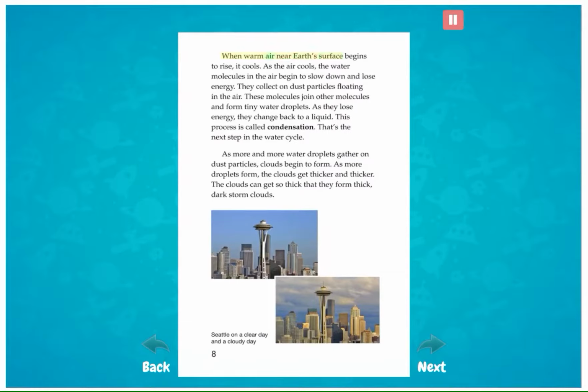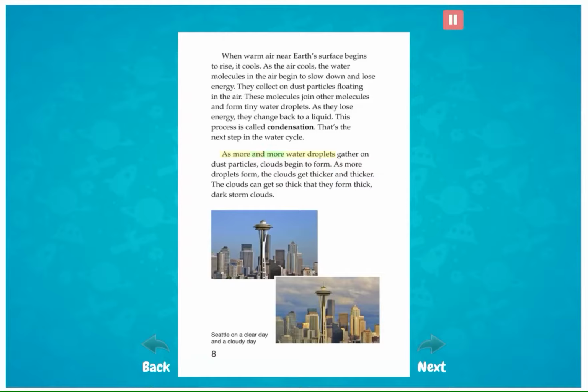When warm air near Earth's surface begins to rise, it cools. As the air cools, the water molecules in the air begin to slow down and lose energy. They collect on dust particles floating in the air. These molecules join other molecules and form tiny water droplets. As they lose energy, they change back to a liquid. This process is called condensation. That's the next step in the water cycle.